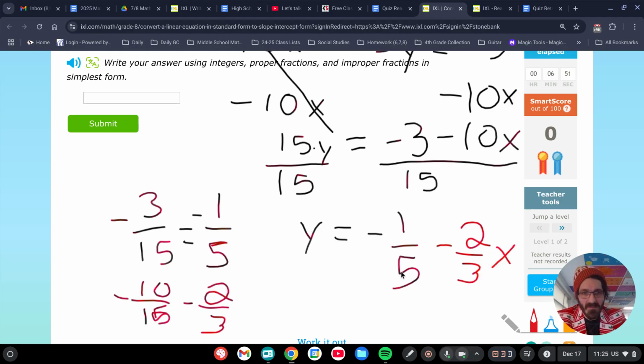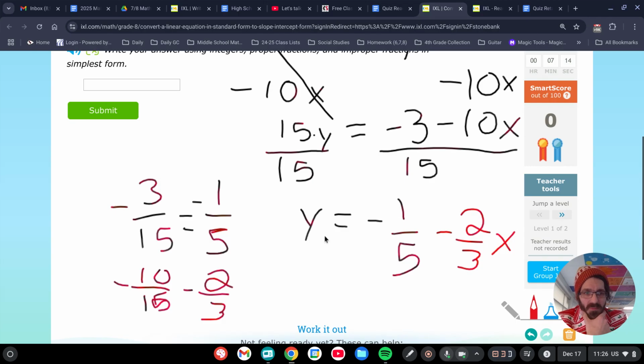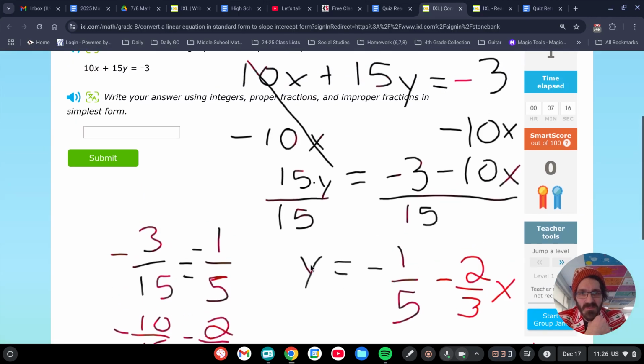So most of the time, this last step we'll be dividing by whatever number is being multiplied by the y on the quiz. Sometimes you'll end up with a fraction like these, but the majority of the time they'll be whole numbers, something like 15 divided by 3 or 10 divided by 2 will give us a whole number. In this case, this isn't too bad. We still have two fractions. So we have y equals negative 1/5 minus 2/3 x.